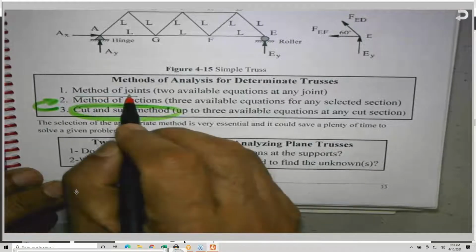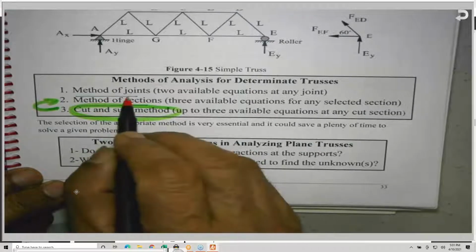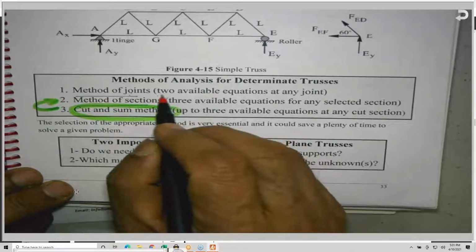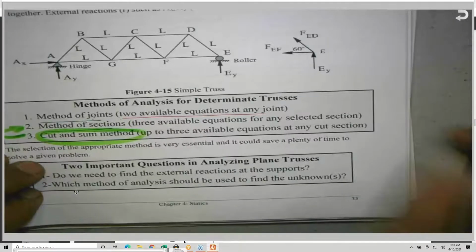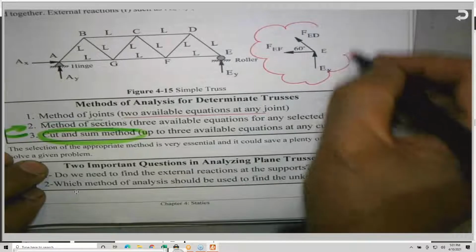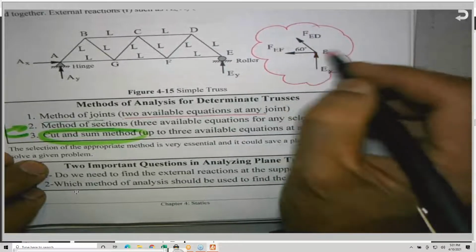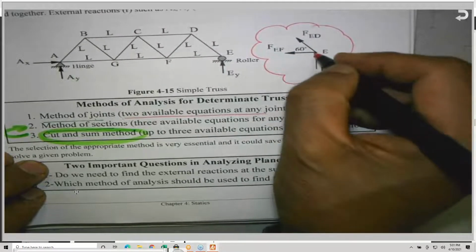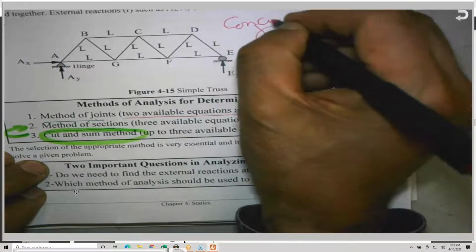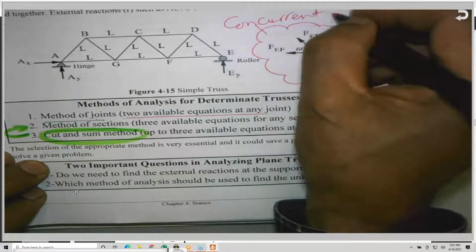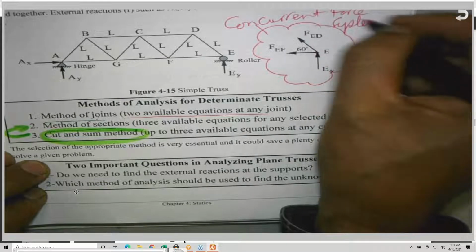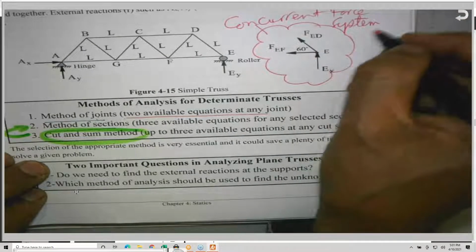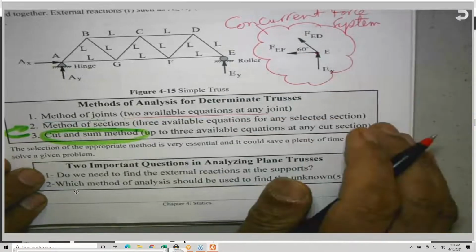So we have the method of joints and the method of sections. Under method of joints, I told you that there are only two equations available. Two available equations at any joint, like this joint here. Okay, this is a joint. And this system of forces, we call it a concurrent force system, because the lines of action of all forces intersect at a common point.